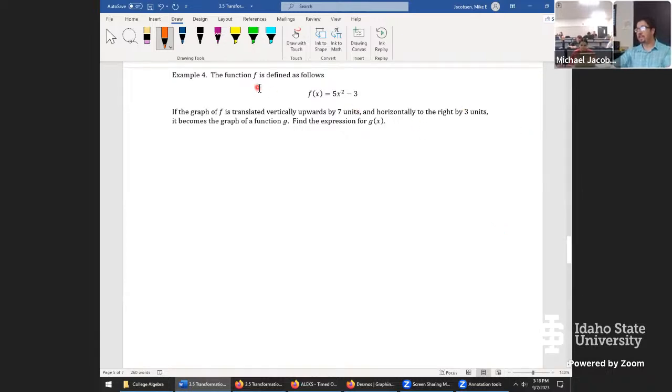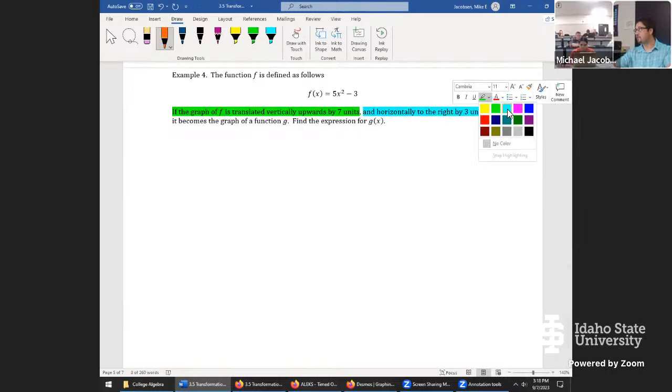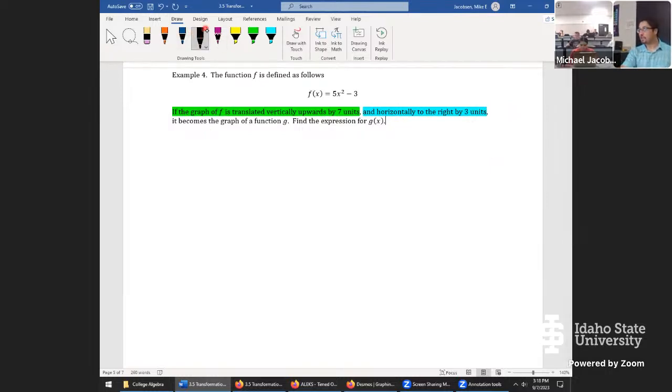It says we have some function f defined in this way, 5x² minus 3. And now it says if the graph of f is translated vertically upwards by 7 units and horizontally to the right by 3 units, it becomes the graph of a new function g. We just want a formula for that. And so we can start immediately by writing g of x equals.